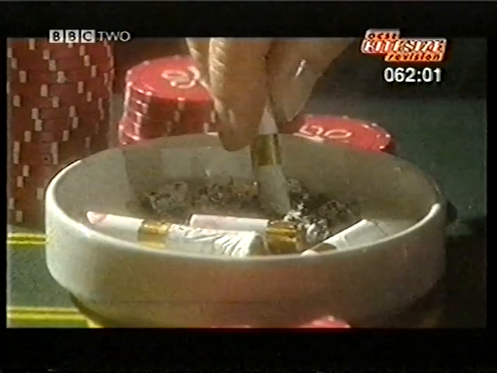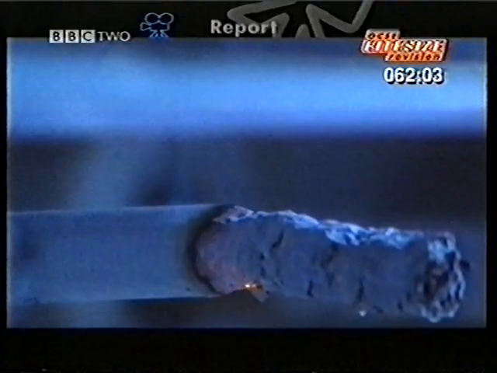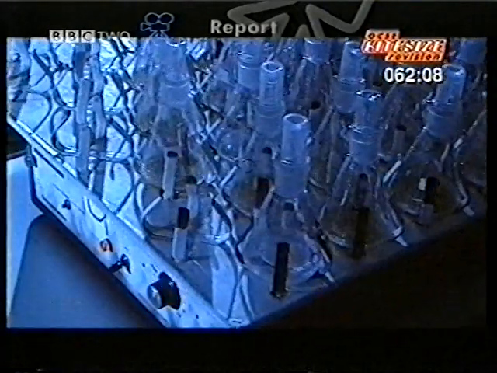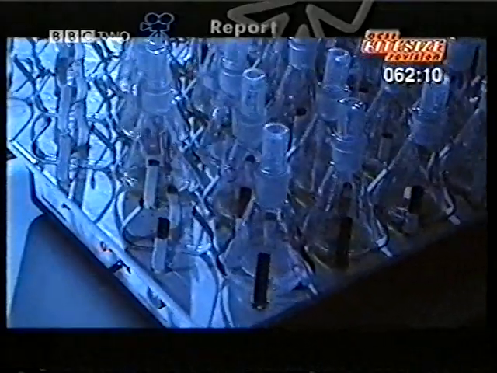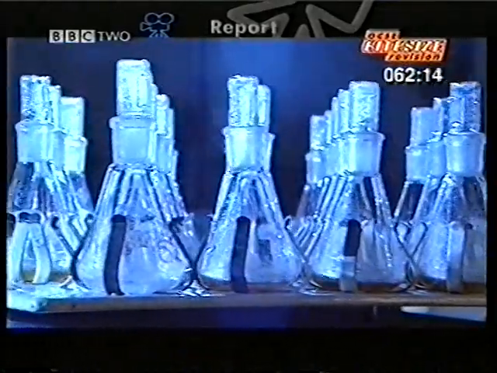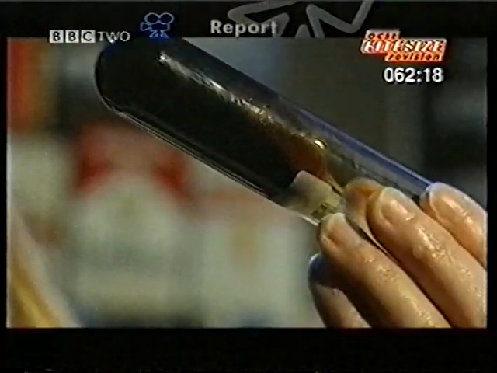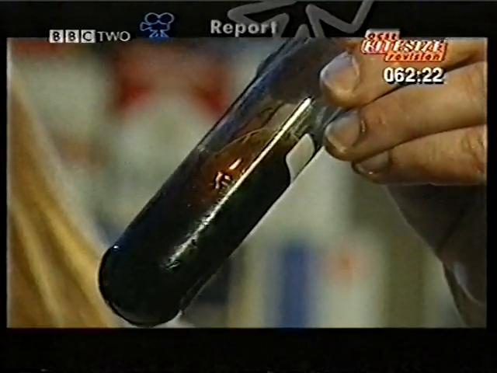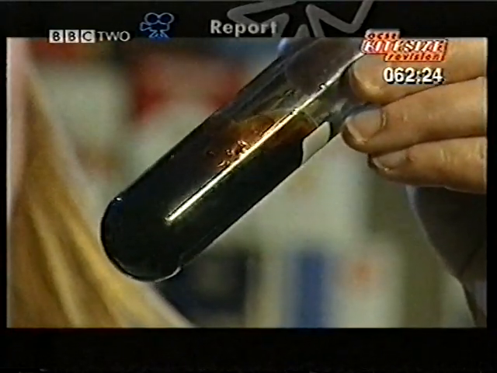Cigarettes contain nicotine, which is highly addictive and makes you want to smoke more. But that's not all. There are many other chemicals in cigarette smoke, and they are grouped together as tar. Each one of these flasks contains the dissolved tar from just one cigarette. This is an example of tar. This thick, black, treacly substance has over 4,000 chemicals in it.